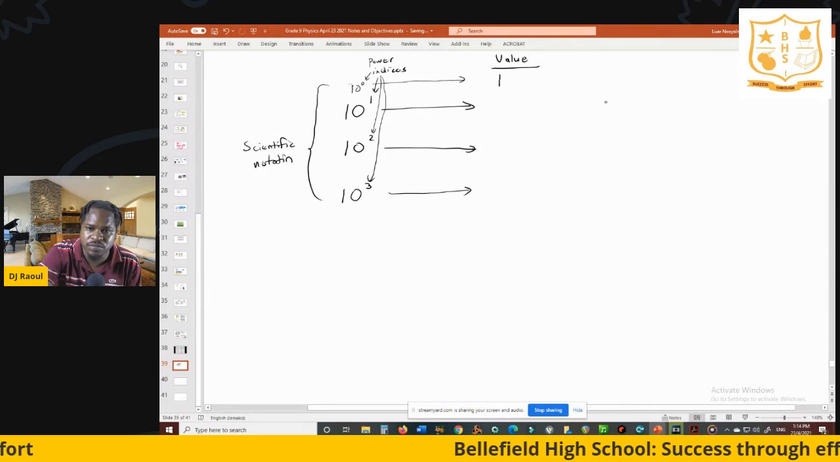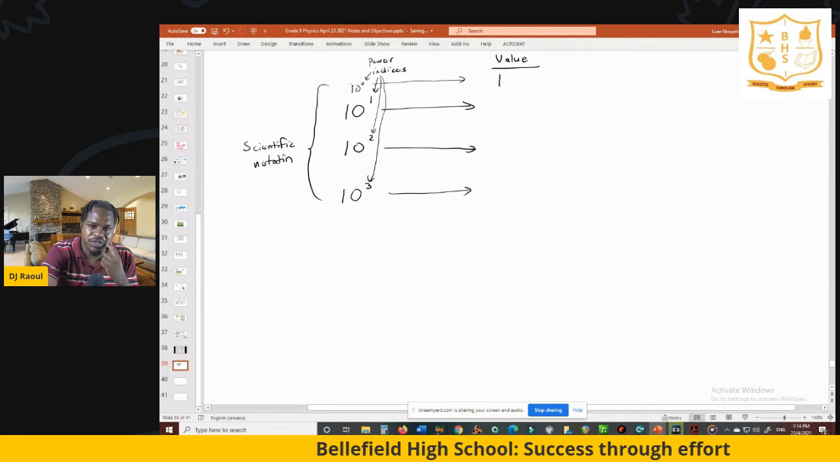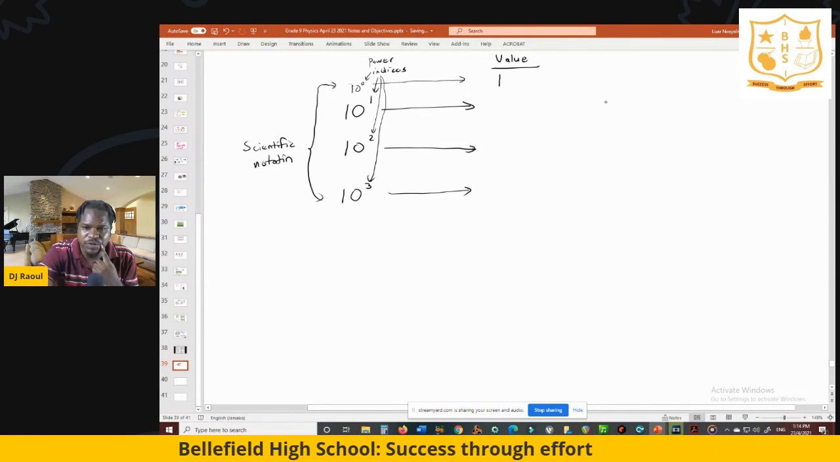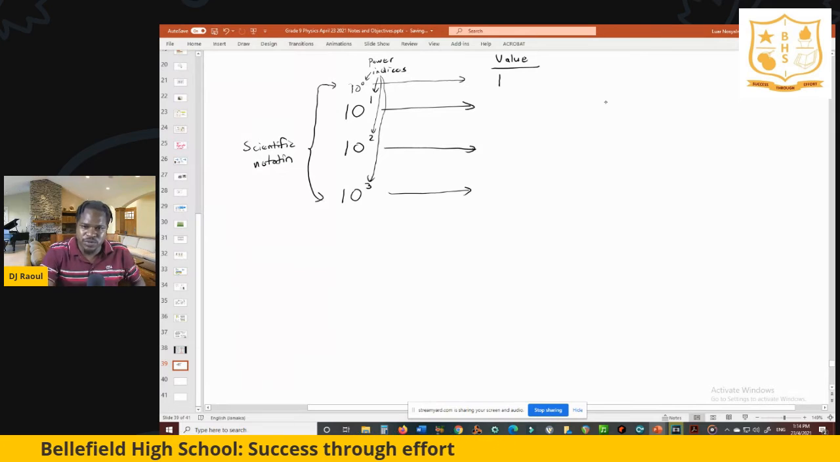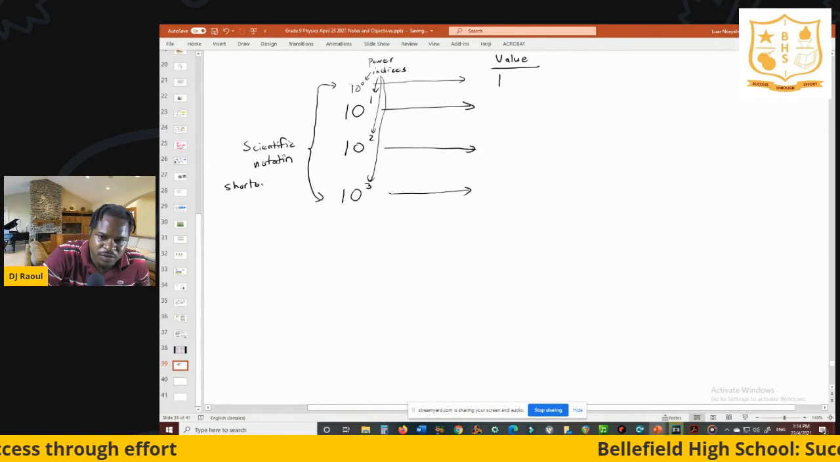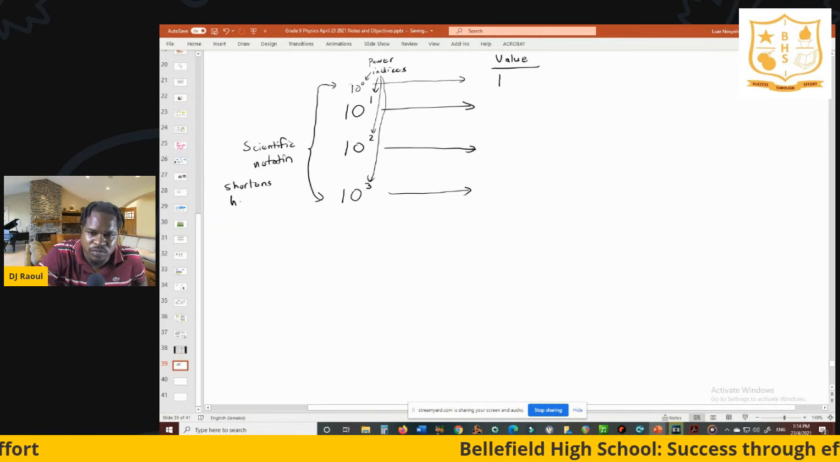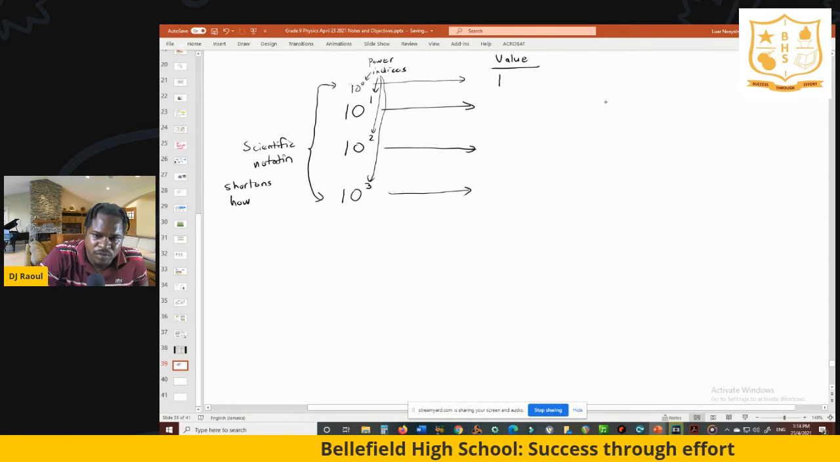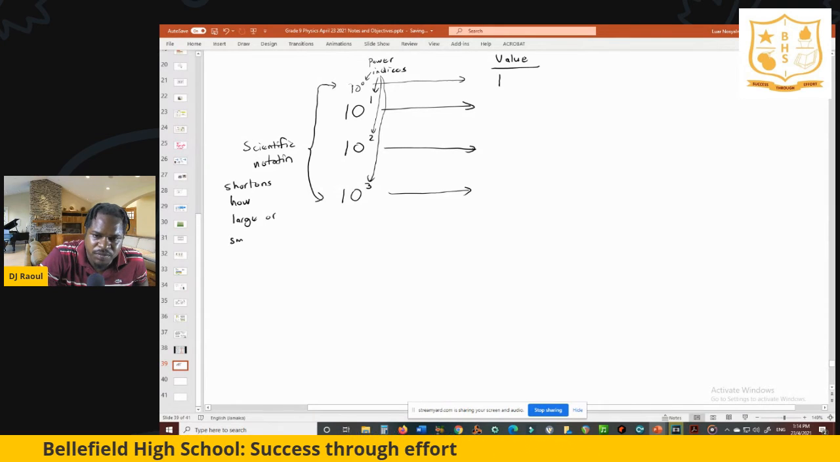All right. We have a standard form as well. Referencing scientific notation is a shorter way. All right, it shortens how large or small numbers are written.